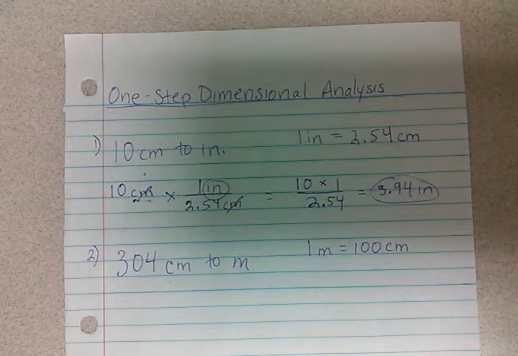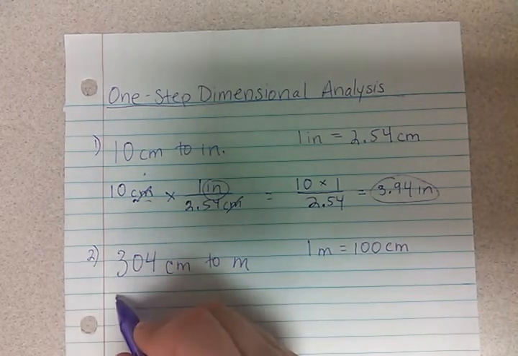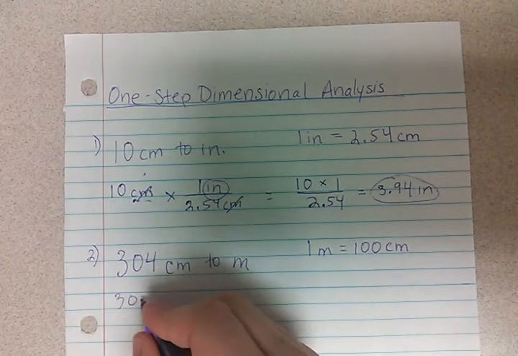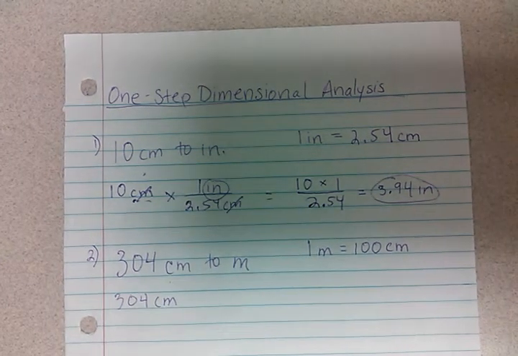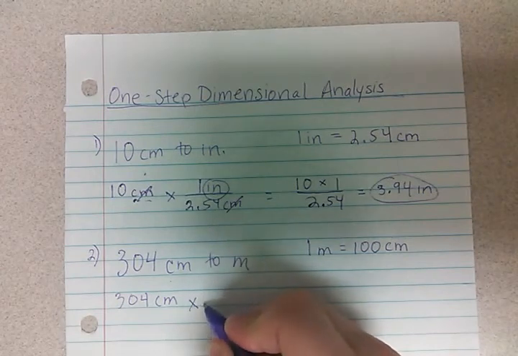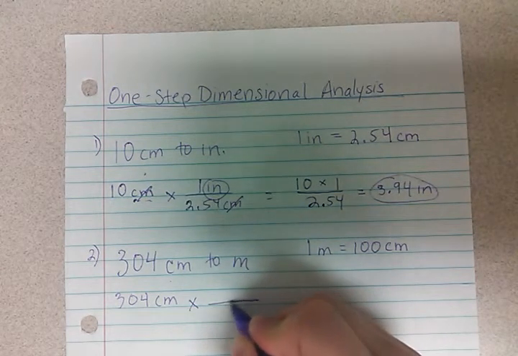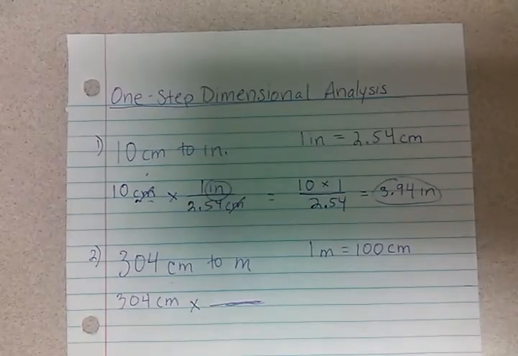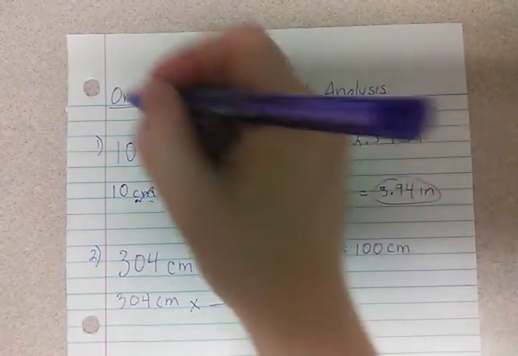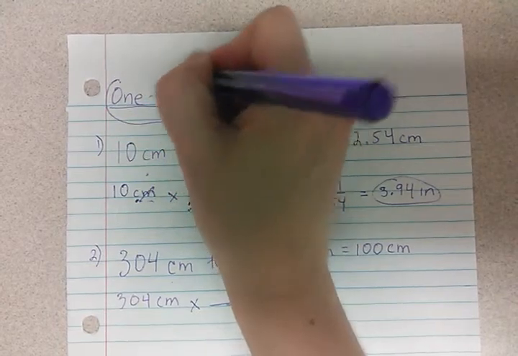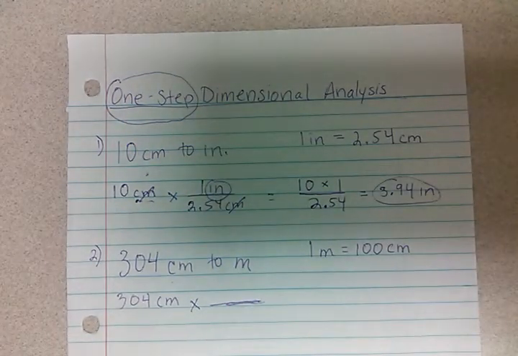The next step is to write down what we're converting on the left-hand side of our page. So I'm going to write 304 centimeters. Our next step is to write as many fractions as we have conversion factors. We have one conversion factor, so we set up one fraction. By the way, all of these will have one conversion factor and one fraction because this is one-step dimensional analysis.